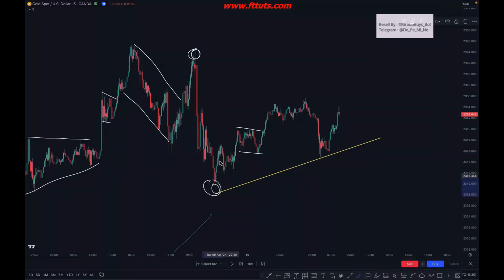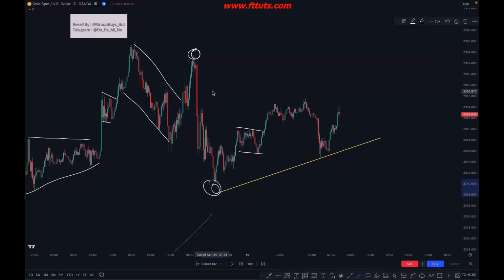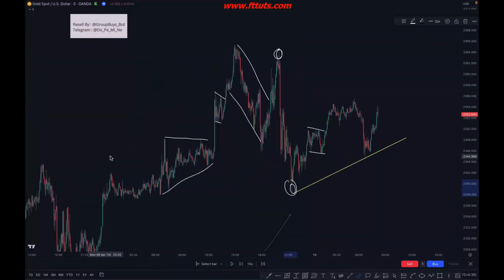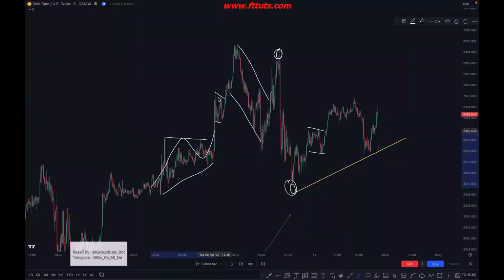Simply, the main high or low is here. If the market moves between the main high and low, that's a counter trend. And this is our measure trend, like this one. This is our measure trend, right? Okay, let's see what happened next here.